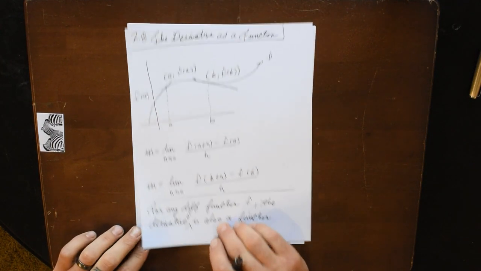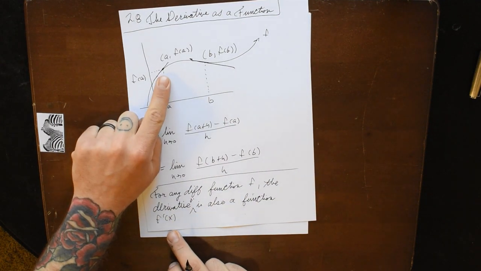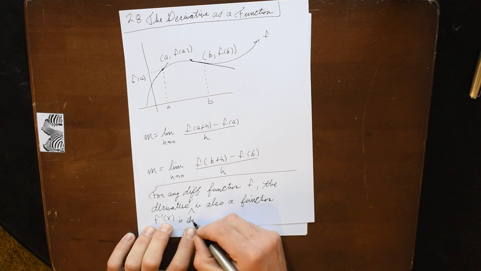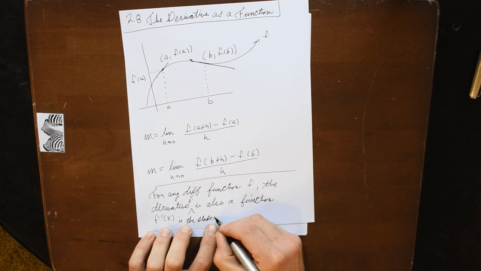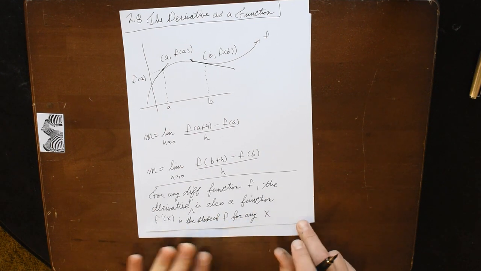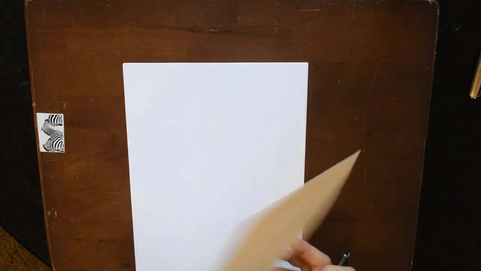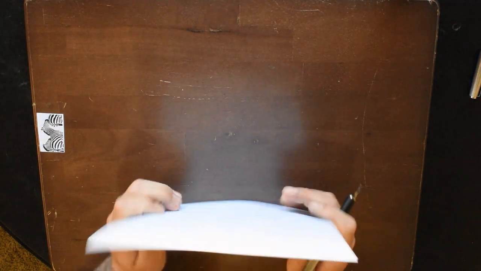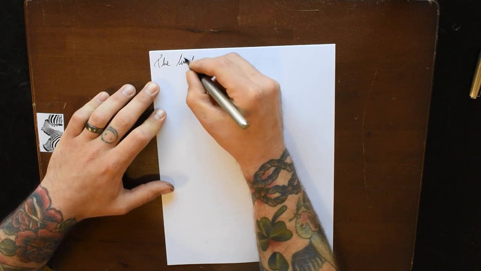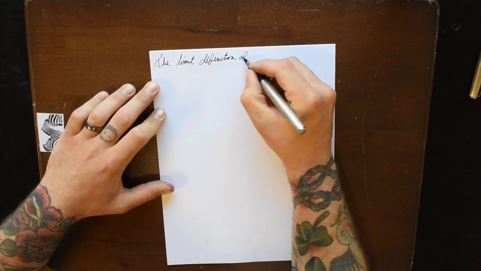And in fact, we know f prime of x gives us the slope of the tangent line for any value of x. f prime is the slope of f for any x. So we can view f prime of x as a function of this slope. So the derivative as a function, or this often gets called the limit definition of a function.